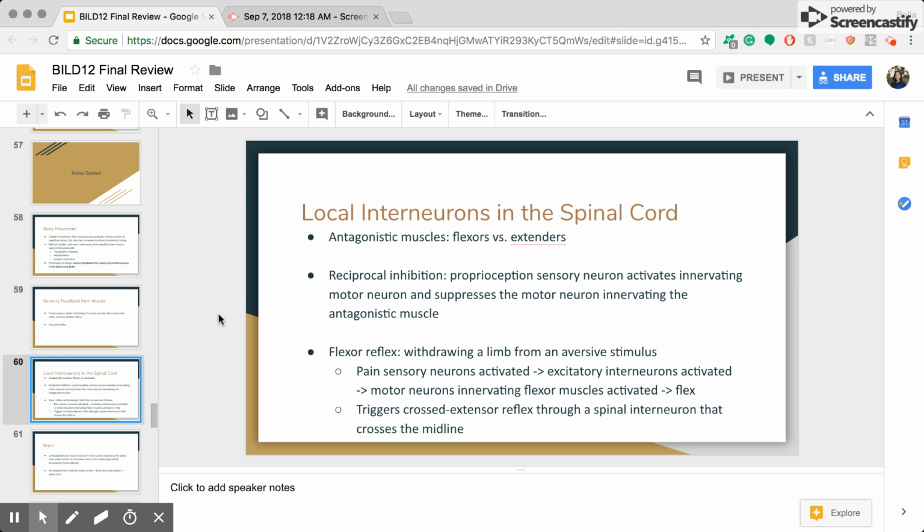And then you have something called antagonistic muscles. This is the idea of flexors versus extensors. So you have something called reciprocal inhibition. With reciprocal inhibition, your proprioceptors activate an innervating neuron, and what that does is suppress the antagonistic muscle. It's like a plus and a minus. It's always coupled such that one flexes, the other extends. And that brings us to the flexor reflex.